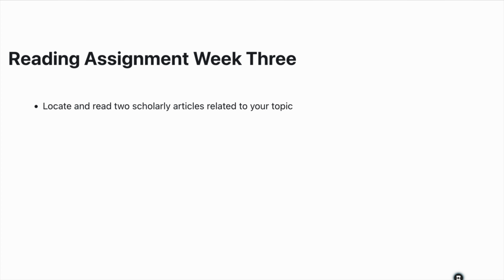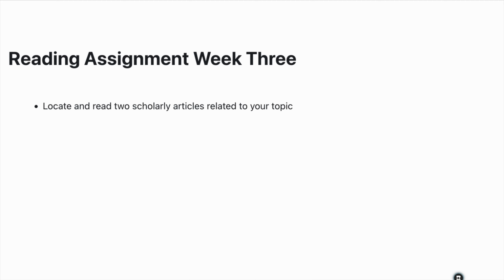So for the reading assignment for week 3, you're going to locate and read 2 scholarly articles related to your topic. You can use the Google Scholar links that I provided to give you a start, but often what I've found useful is to look for the articles in Google Scholar, and then if there isn't a direct link to that article, I can usually pull the title of that article into the OU databases and search for it there.